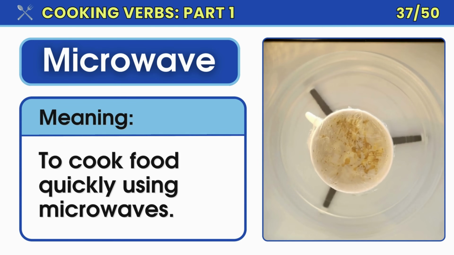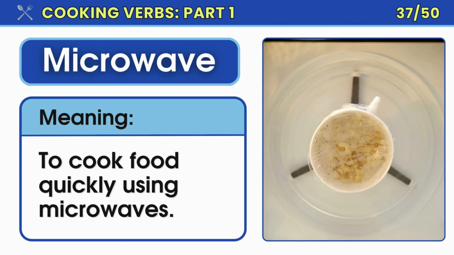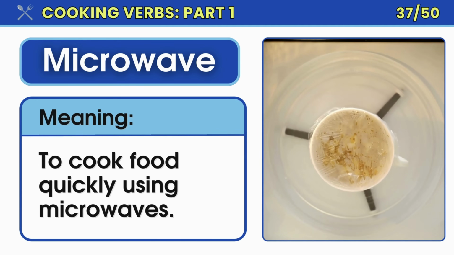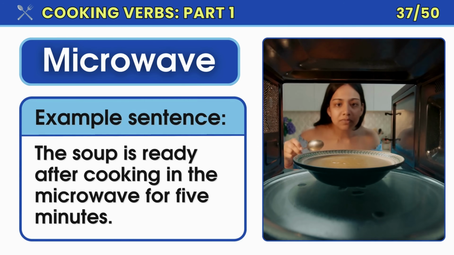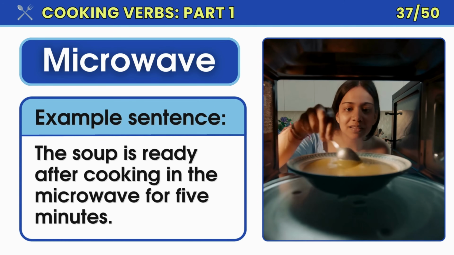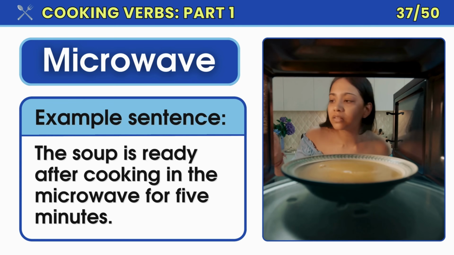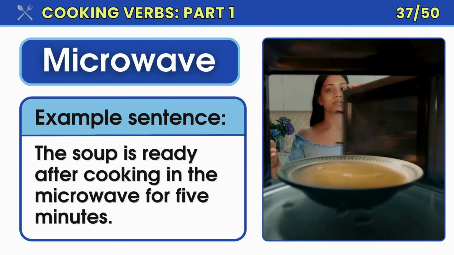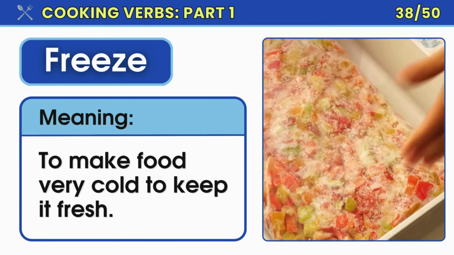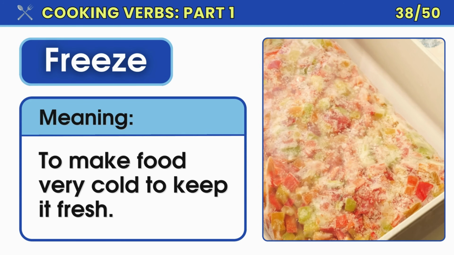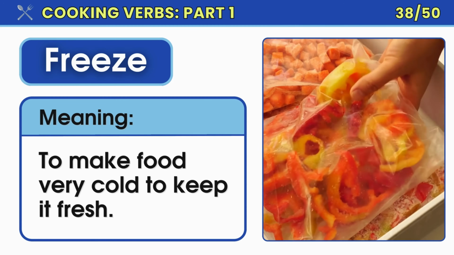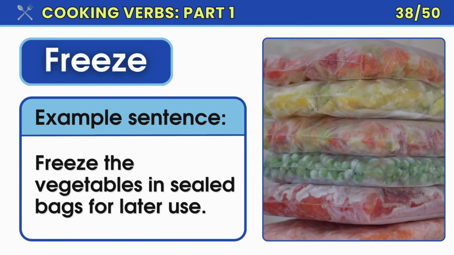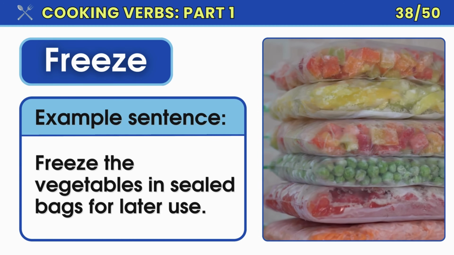To microwave means to cook food quickly using microwaves. For example, the soup is ready after cooking in the microwave for 5 minutes. To freeze means to make food very cold to keep it fresh. For example, freeze the vegetables in sealed bags for later use.